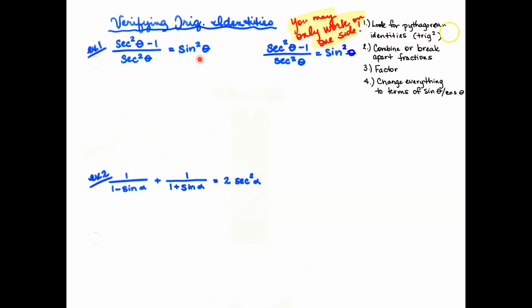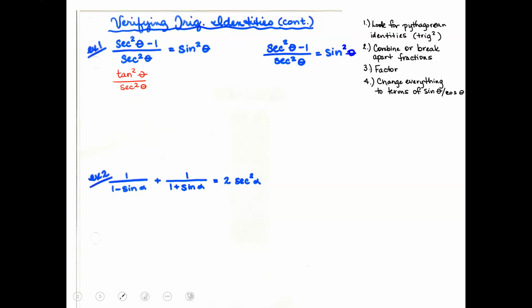So step number 1, we said we were going to look for Pythagorean identities, which would be trig function squared, especially if there are 2 of them or it's a trig function squared paired with a 1. So we have a trig function squared paired with a 1. If you look at your formula sheet and look at your Pythagorean identities, you'll see that secant squared minus 1 is the same thing as tangent squared. All right, so now we go back up to the top. And do I have any trig functions squared? Well, yeah, but I don't want to undo what I just did.